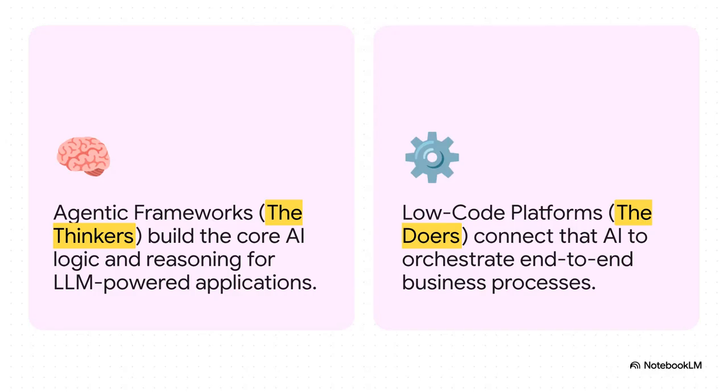And here it is. This is the big secret. Everything boils down to two fundamental tribes of AI automation tools. On one side, you have the thinkers. These are what we call agentic frameworks like LangChain and CrewAI. Their job is to build the core AI brain, the part that handles the logic and the reasoning. On the other side, you have the doers. These are your low-code platforms like Make and N8N, and their job is to connect that AI brain to the real world to automate actual business processes. So, simple, right? Thinkers build the intelligence, doers orchestrate the action.